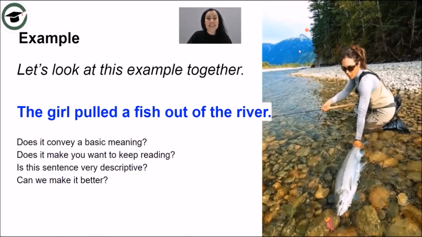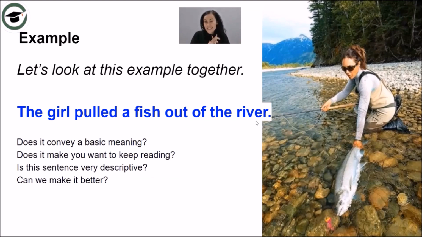So let's look at this example together. It's here in blue. The girl pulled the fish out of the river. So let's look at this sentence and ask ourselves the following questions. Does it convey basic meaning? Does it make you want to keep reading? Is the sentence very descriptive? Can we make it better?